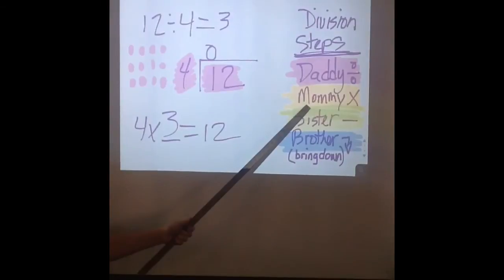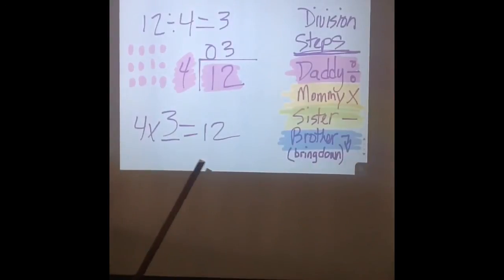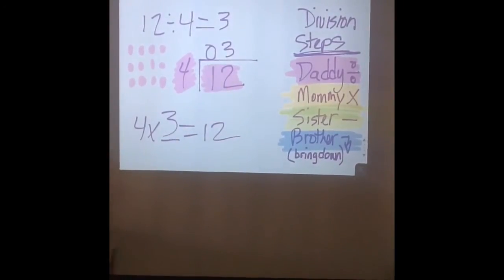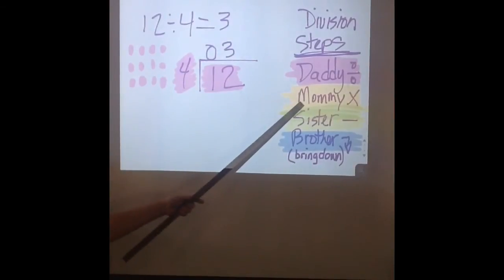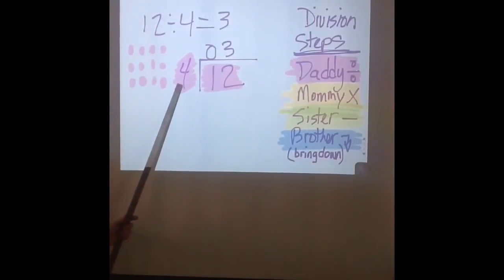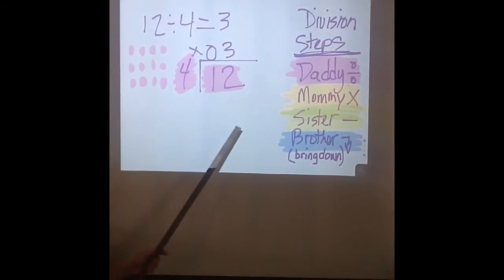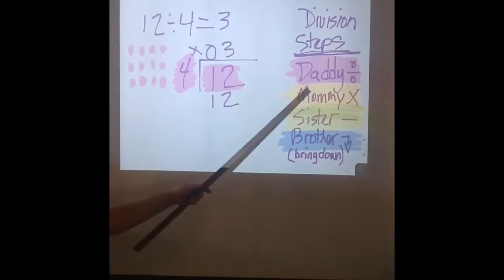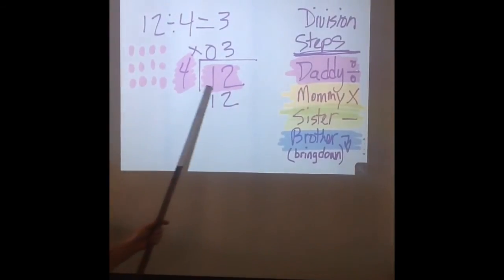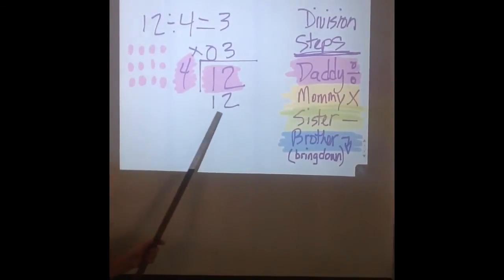We're going to do our Mommy multiply. So we take our 3, and we're going to put it above the 2. Put the 3 above the 2. Okay? Now I have to erase that so we have enough room to work. So now we're going to do the Mommy multiply question. Are you ready? 4 times 3 equals 12. And that's where we put the 12. Now we've done the Daddy divide question, which was how many 4s are in 12. Now we went to Mommy multiply. 4 times 3 equals 12.